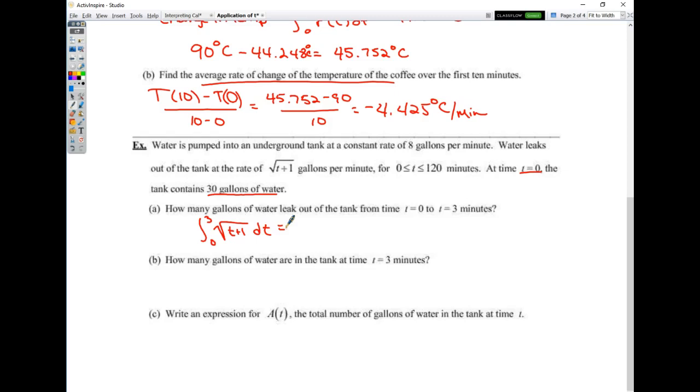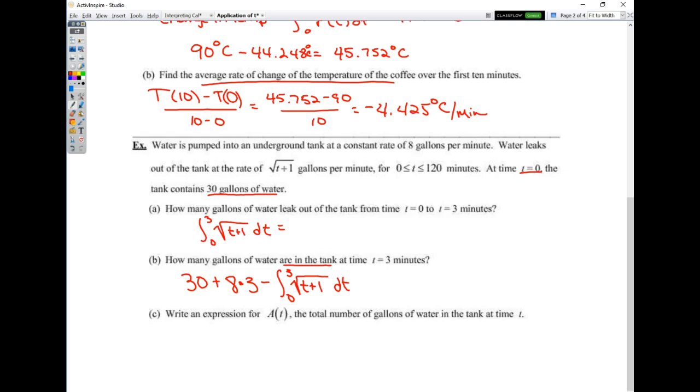The next question asked how many gallons of water are in the tank at time t equals 3. If I think about this question, I need to realize I started with 30. I'm going to add 8 gallons each minute for 3 minutes, and I'm going to subtract the amount of gallons that go out, which is a negative change in gallons from the rate out. Type that into my calculator, get a final response.